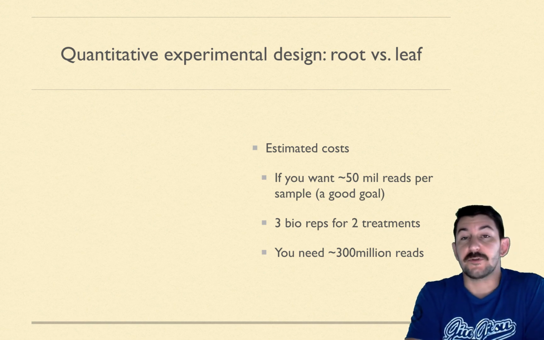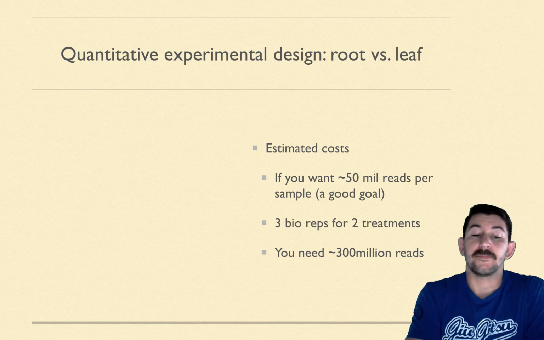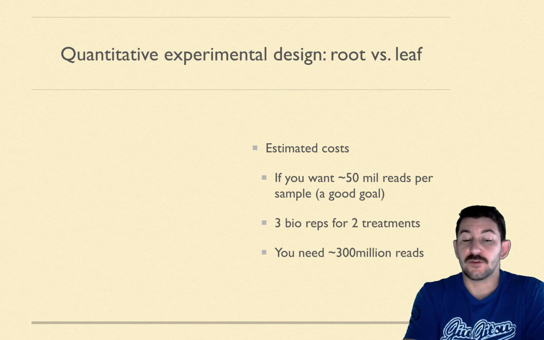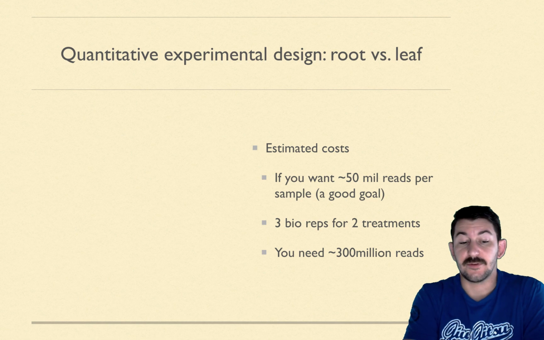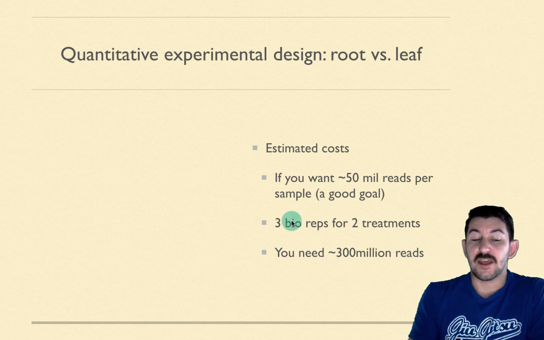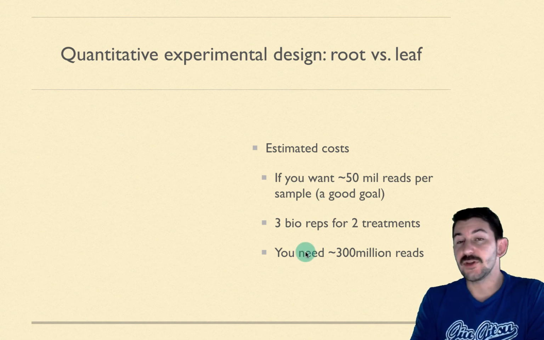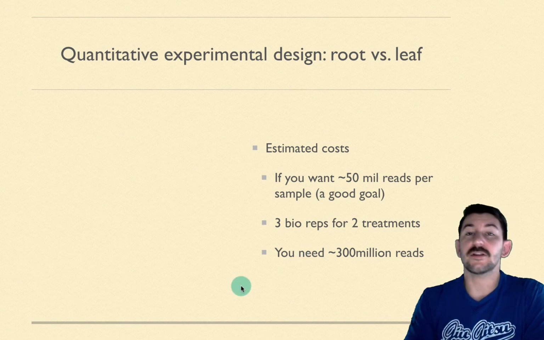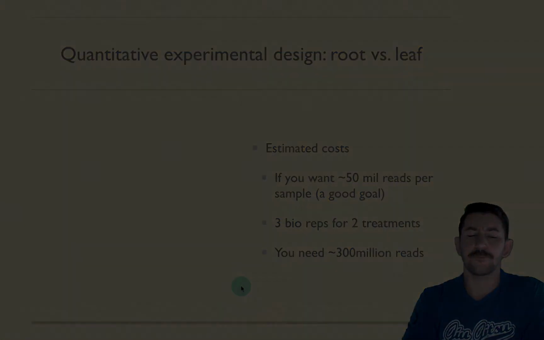If you want to do a very small study with one factor, so water versus no water, you basically want to have at least 50 million reads sequenced per sample, and you want to have 3 biological replicates for each treatment. So if you're thinking about 3 watered and 3 drought with 50 million reads each, you need about 300 million reads worth of sequencing. That's basically the bare minimum for doing a very small scale differential expression comparison.